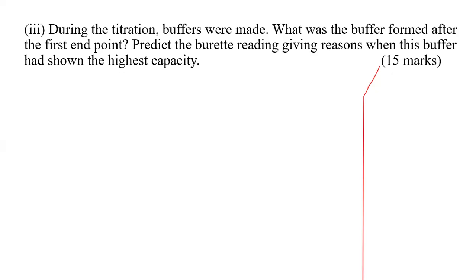Predict the burette reading, giving reasons, where this buffer has shown the highest capacity. What is the highest capacity? When do we have the highest capacity? When the acid and salt concentrations are high. Acid and salt concentration should be high, not just the acid, not just the salt. Both should be high. At the beginning, acid concentration was high. At the end, salt concentration was high.